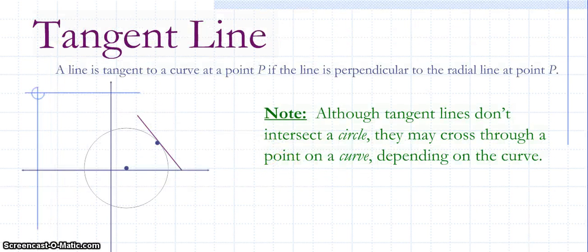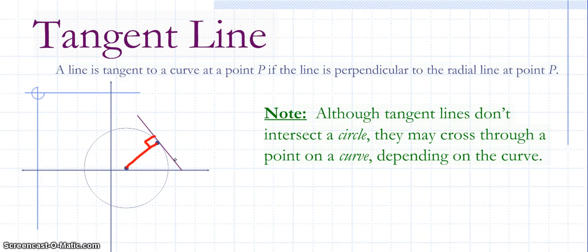So first we need to talk about a tangent line. A tangent line is a line that is tangent to a curve. So a line is tangent to a curve at a point P if the line is perpendicular to the radial line at point P. So what does that mean? Well, it's really easy to see that with a circle. And you did talk about tangent lines in geometry, so this isn't new. But if this is the radius of a circle, then this line would be tangent to that circle. And as I move around the circle, the tangent line is going to change. But what we're going to look at is how to find the slope of that tangent line.